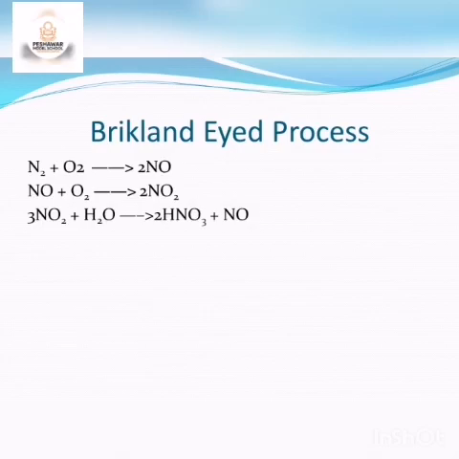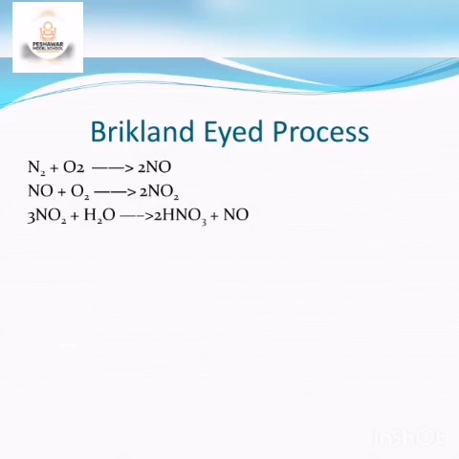At the second step we will use this nitric oxide, and when it reacts with the atmospheric oxygen in 1:1 ratio, it will give us 2 moles of nitrogen dioxide. And when this nitrogen dioxide dissolves in water in 3:1 ratio, meaning 3 moles of nitrogen dioxide and 1 mole of water, we will get 2 moles of nitric acid and 1 mole of nitric oxide.